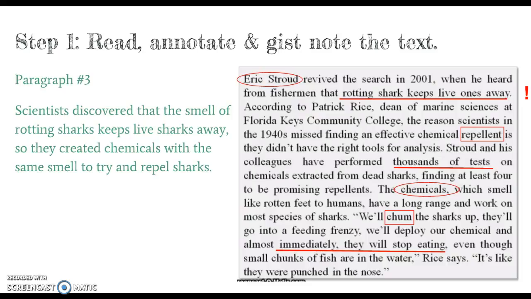So step 1 is to read, annotate, and gist note the text. Here's an example. Over here I have a paragraph, but it's from a larger text. This is just paragraph 3 in a text that has several paragraphs. You can see that I have circled some important information, some who and what. I've underlined other key details. I've boxed some new words, and I included some side commentary. So I use my annotations to help me come up with this gist note here. The gist of this paragraph in the text is that scientists discovered that the smell of rotting sharks keeps live sharks away, so they created chemicals with the same smell to try and repel sharks.